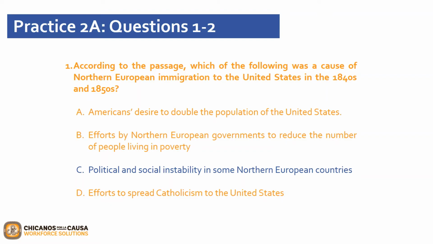Question 1 requires you to use cause and effect as it is asking you the cause of Northern European immigration. If you look at paragraph 1, sentence 5 and 6, you can read that political and social instabilities caused the immense number of immigrants to the United States.